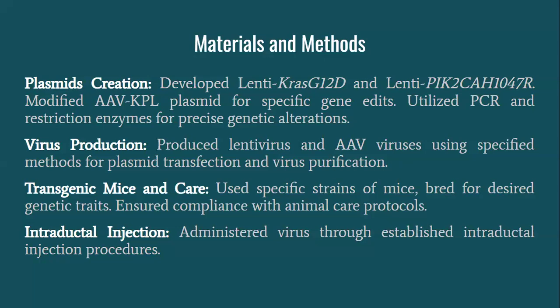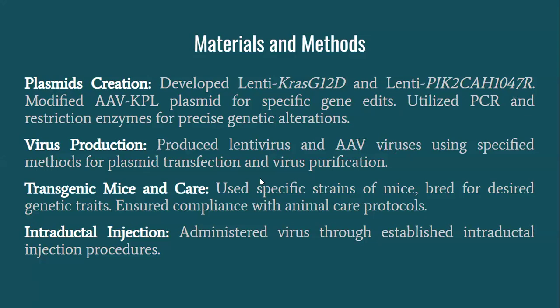Yeah. Okay, so I'll be going briefly through the materials and methods. So at first, for plasmid creation, the scientists developed a lenti KRAS G12D. So the mutation was made at the 12th position, and the G became the D amino acid, and lenti PIK3CA H1047R. So this modified AAV KPL plasmid or adenovirus plasmid for specific gene edits. And this process also utilized PCR and restriction enzymes for precise genetic alterations.